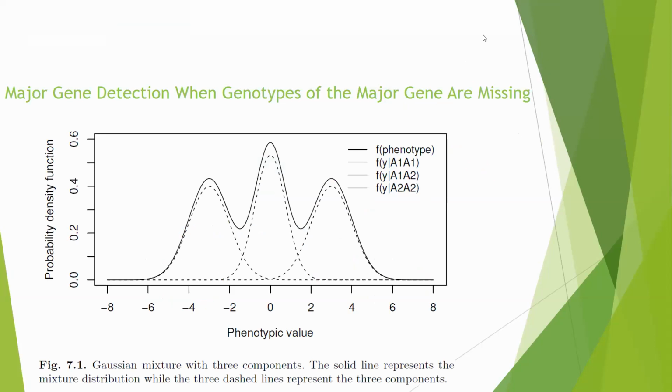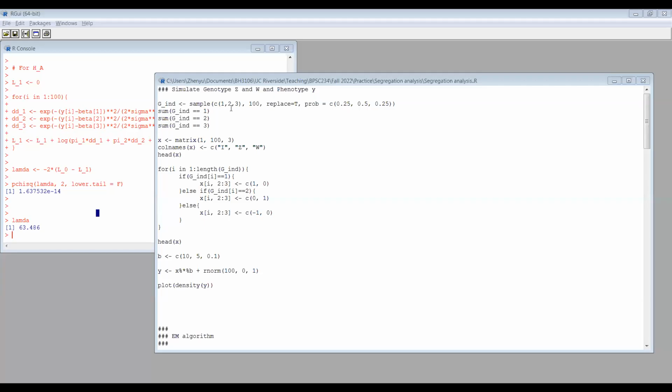So let me show you the example I gave you in the assignment. This is what you can see from Canvas, the newly uploaded practice code. The first block of the code is to simulate the genotype Z, W, and the phenotype Y. So I hope you are clear about what Z, W, and Y mean, right? Y here means the phenotypic value, for example, the height of the crop.